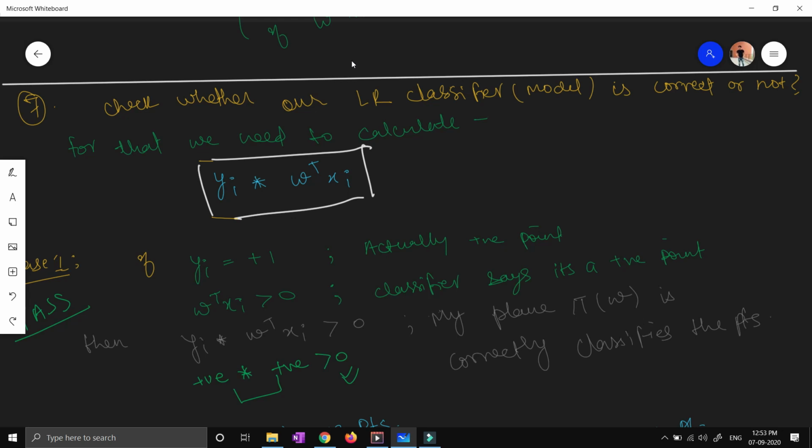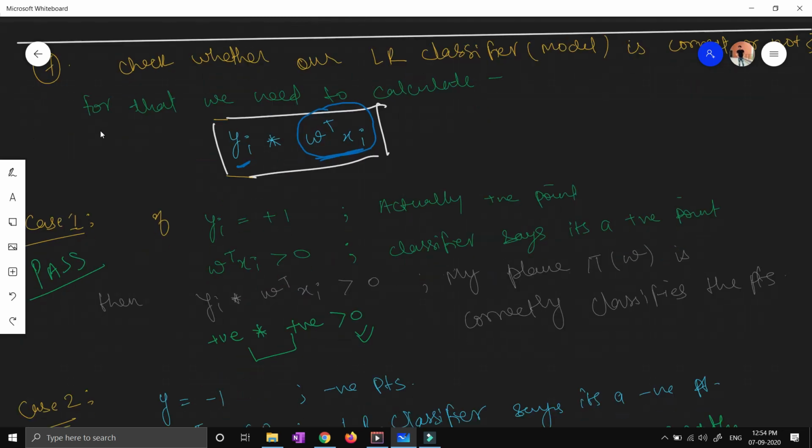built a logistic regression classifier, and now we have to calculate to check whether my logistic regression classifier is correct or not, or my model is correct or not. So we have to calculate this particular term yi into w transpose xi. Through logistic regression we have found w transpose xi, and this is my yi target, which is given to us already. It can be positive or negative, and this value we have found through the logistic regression classifier.